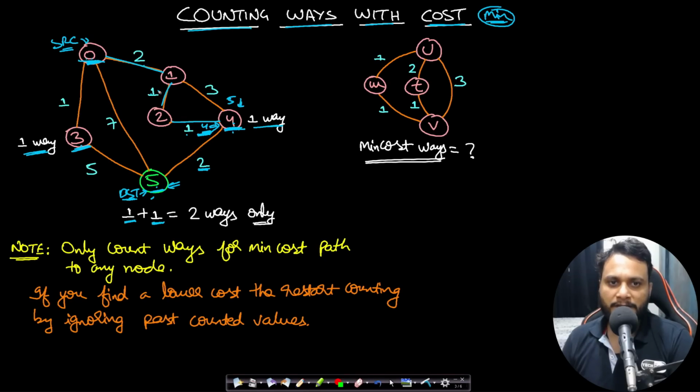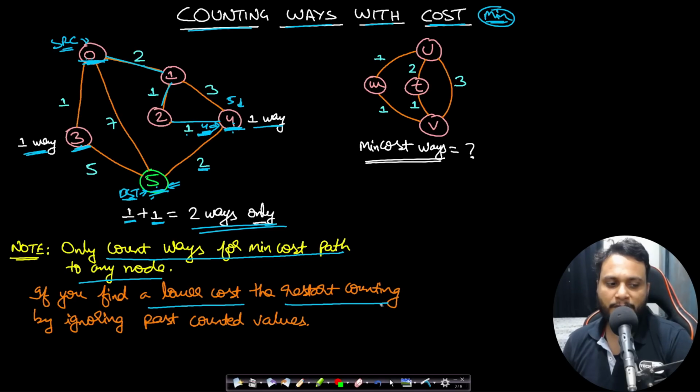That means the count of total ways to reach from source to destination with minimum cost, and that is how you got 2 ways, right? So in this case, we will only be counting the ways for the minimum cost path to any node. If you find a lower cost, then we will be restarting the counting by ignoring the past counted values. Now let's look at another example.